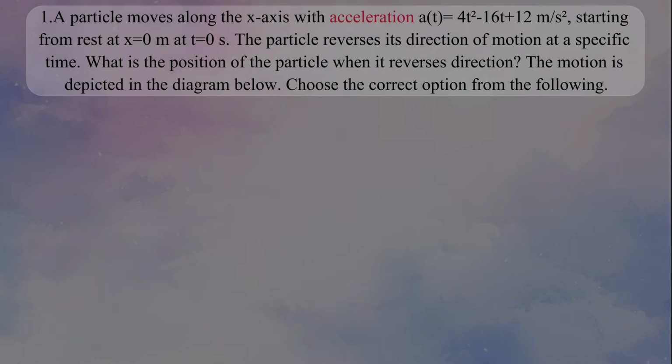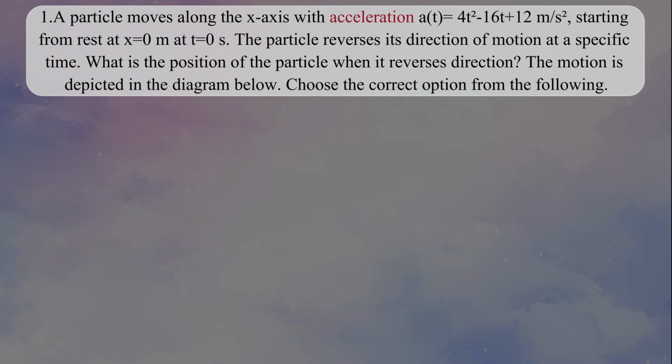A particle moves along the x-axis with acceleration a(t) = 4t² − 16t + 12 m/s², starting from rest at x = 0 m at t = 0 seconds. The particle reverses its direction of motion at a specific time. What is the position of the particle when it reverses direction?